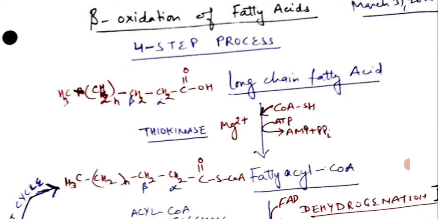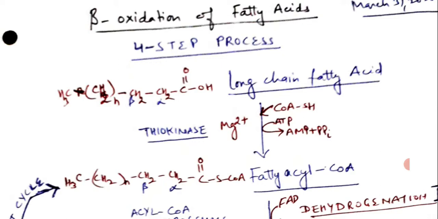In this video, we are going to describe the beta oxidation of fatty acids. The oxidation of fatty acids occurs in four-step reactions. First of all, the long-chain fatty acids get activated by the addition of a coenzyme, which is a high-energy molecule. And this coenzyme gets added to the fatty acid to form fatty acyl CoA.